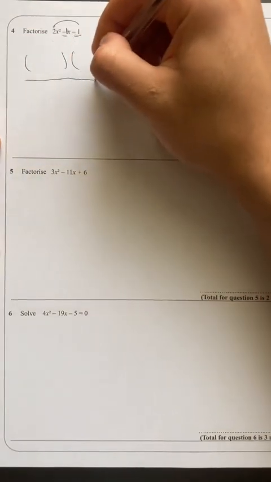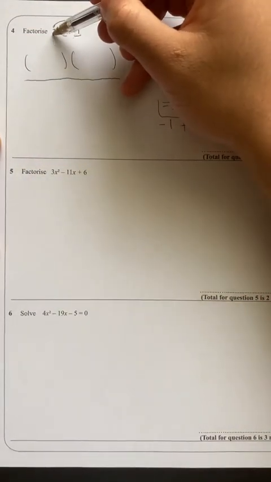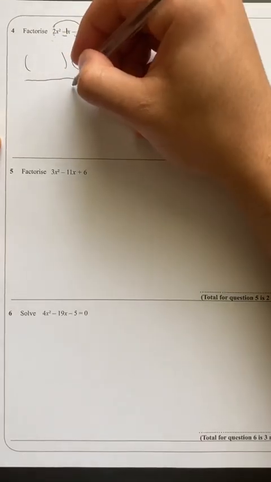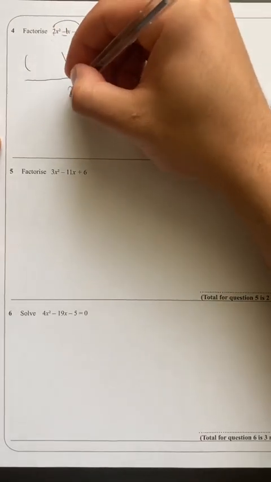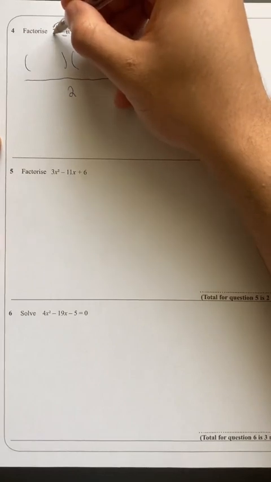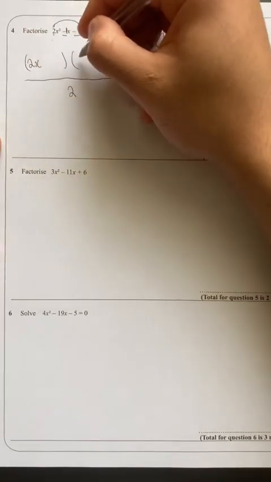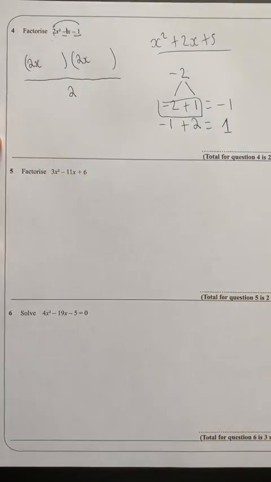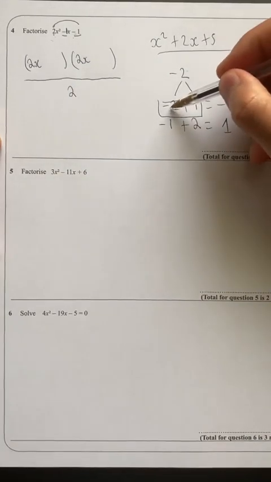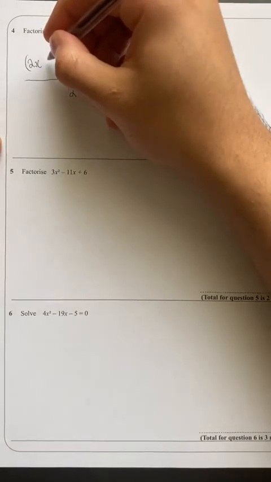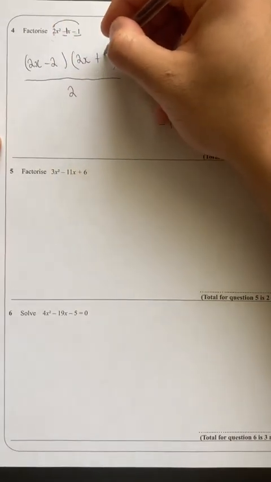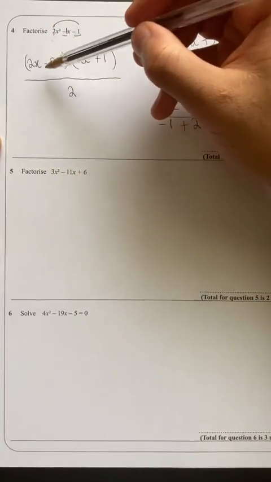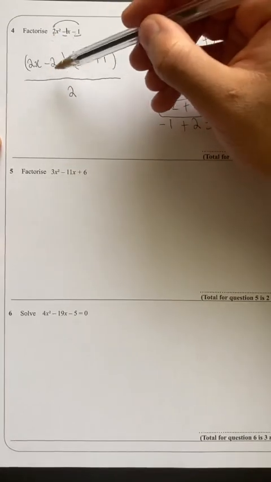So once we've got our combination, we're going to write some brackets, and we're going to divide this by a certain number. Whatever your coefficient is, if it's a 3, you're going to divide it by 3. Because it is a 2, we're going to divide it by 2. And over here, because my coefficient is a 2, I'm going to write 2x, and I'm going to write 2x here. Now, the combination that we selected, minus 2 and 1, we're going to put in here.